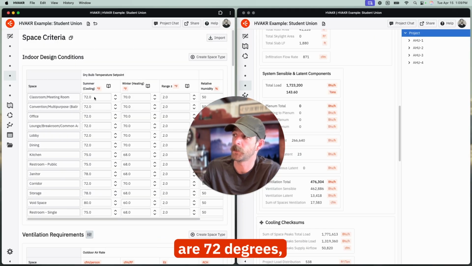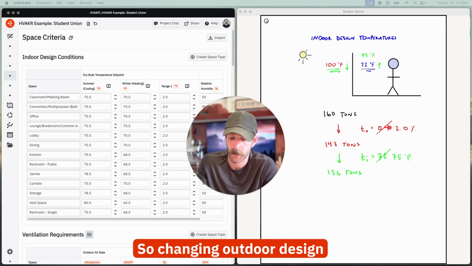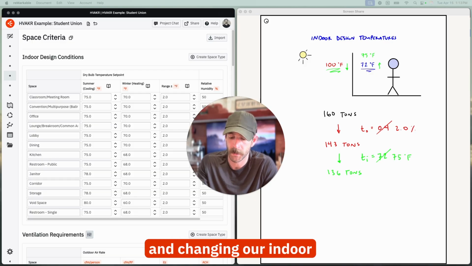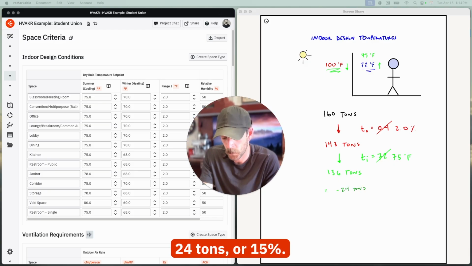Most of these are 72 degrees and our tonnage is 143. Let's up these to 75. It's reduced the tonnage to 136. So changing outdoor design from 0.4 to 2% reduces us to 143 tons, and changing our indoor set point from 72 to 75 reduces it further to 136 tons. That's a reduction of 24 tons or 15%.